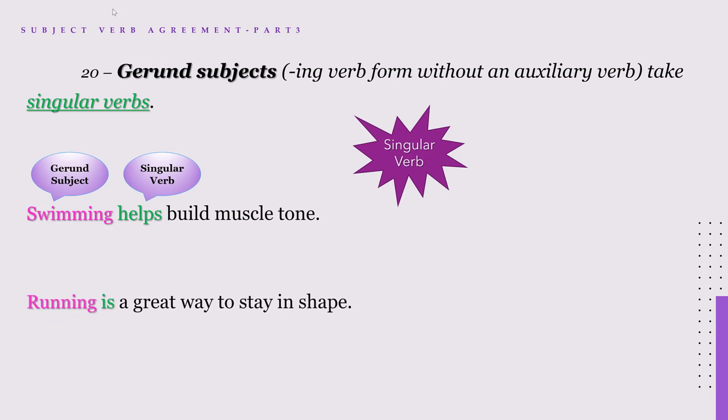Running is a great way to stay in shape. In this sentence, running is the gerund form of run, and it's the singular entity that acts as the subject of the sentence, representing the action of running. In this example, the verb is singular and agrees with the subject.